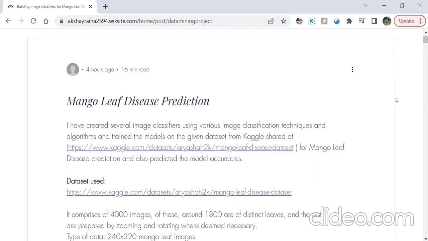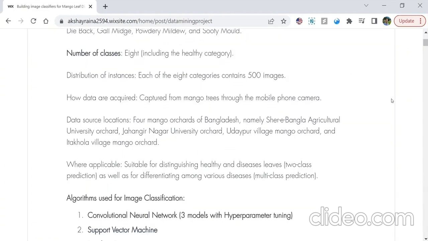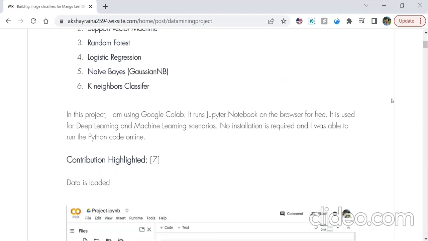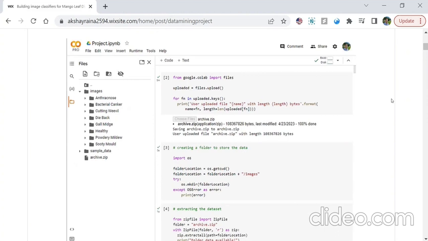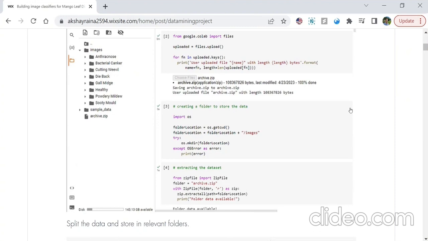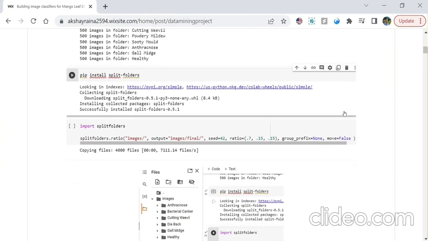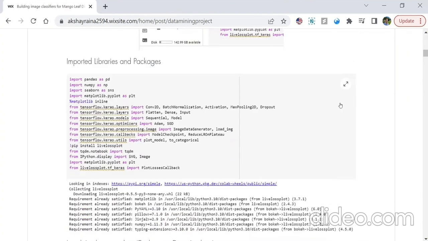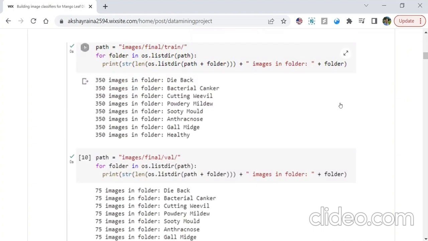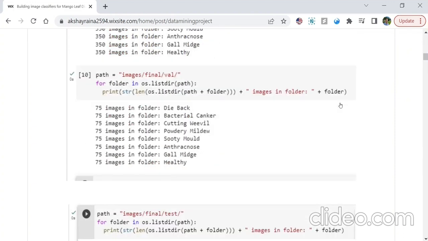This is a project under Dr. Park's data mining class, where I have tried to implement 6 different image classification techniques on the mango leaf disease dataset from Kaggle. In the beginning, I tried to do a train-test split using scikit-learn, creating several folders for the validation, training and test sets, and also performed some exploratory data analysis on the data in order to understand the data better and clean it.